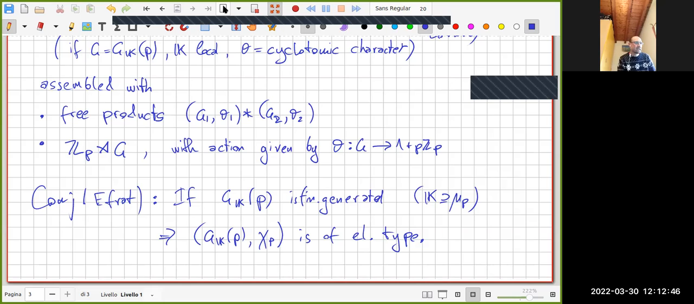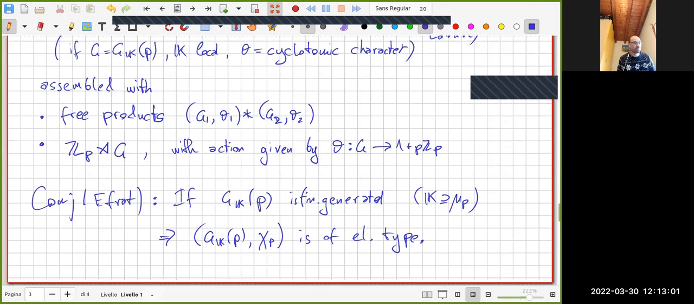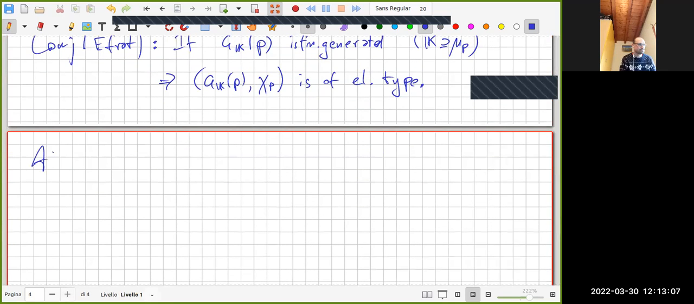And well, most importantly, we do not have concrete examples of pro-p groups which satisfy this Kummerian property and which are not of elementary type. So all pro-p groups, all Kummerian pro-p groups. Okay, well, actually this is not true. I should say all smooth pro-p groups.